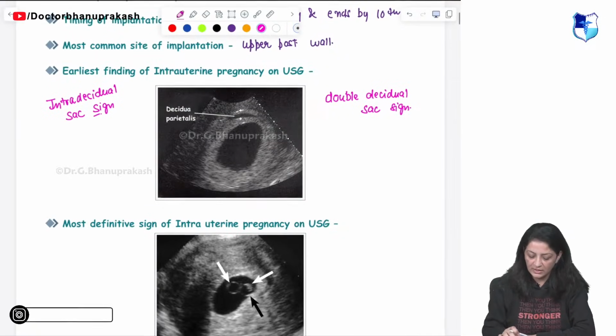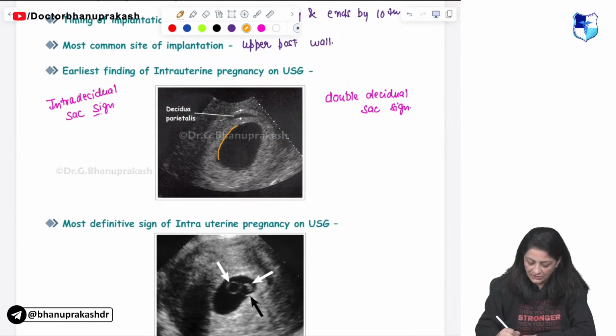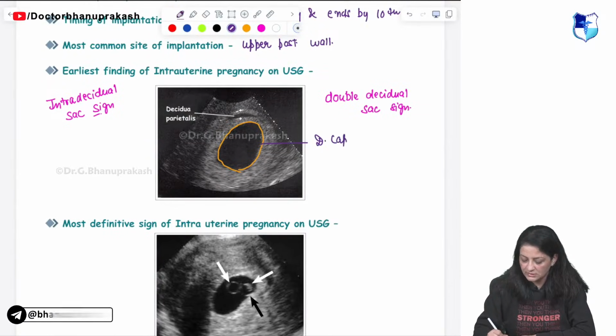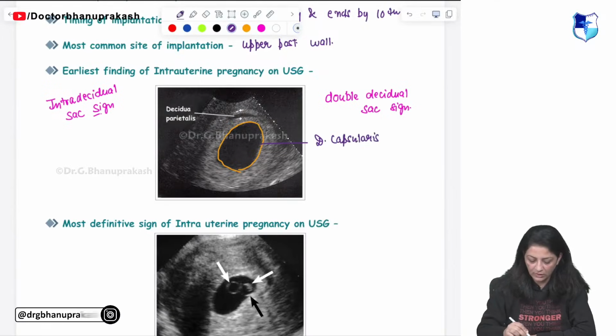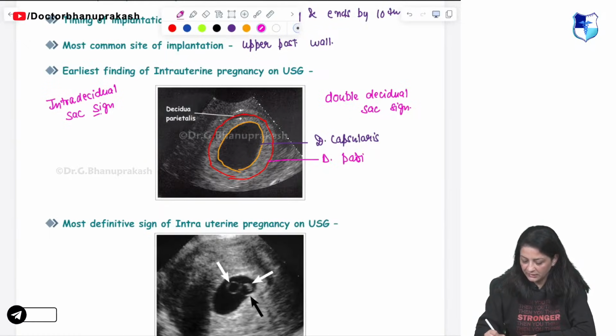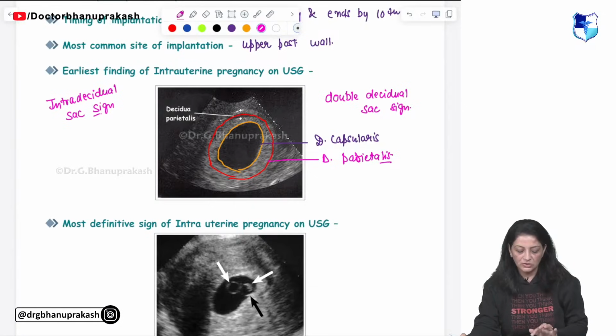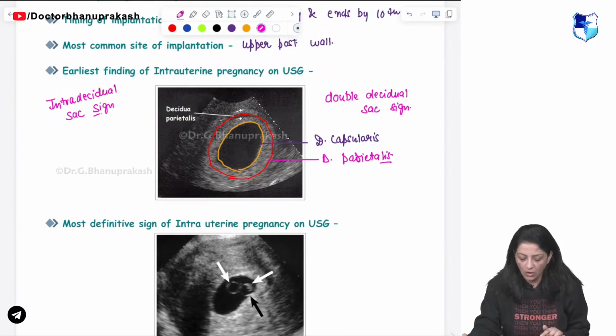So in this image you can see the blastocyst is surrounded by 2 rings. The inner one is the decidua capsularis, and the outer ring is called the decidua parietalis. So this is the second sign of pregnancy on ultrasound, the double decidual sac sign.